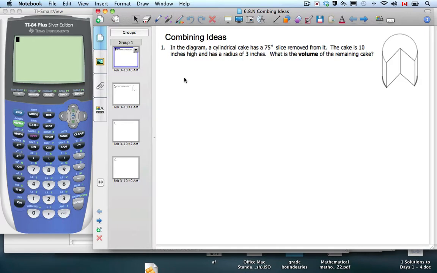So we have this yummy cake here that has had a slice removed from it. The cake is 10 inches high and has a radius of 3 inches. What's the volume of the remaining cake? And we know 75 degrees have been removed from it. So we have to consider how to find the volume of it.